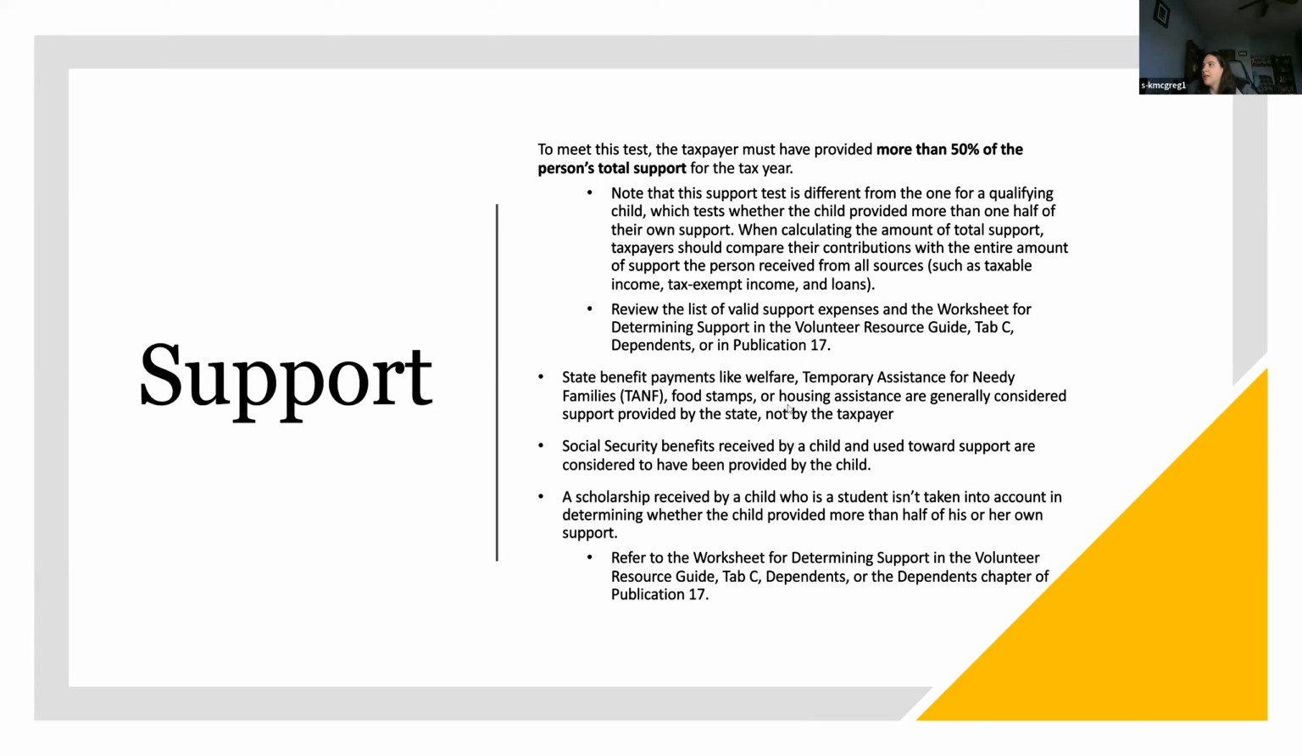State benefits are considered support by the state, not the taxpayer. So you have to check on welfare things. Social Security benefits received by a child are considered to be provided by the child. So we have to look at some of those things, like if the child had a parent pass away or if they're getting other Social Security benefits of some kind. Scholarships are not taken into account. So if the child gets a scholarship, that doesn't count. So if your child's going to school, but they're over 25 and they don't count as a child anymore, the scholarship doesn't count for that.